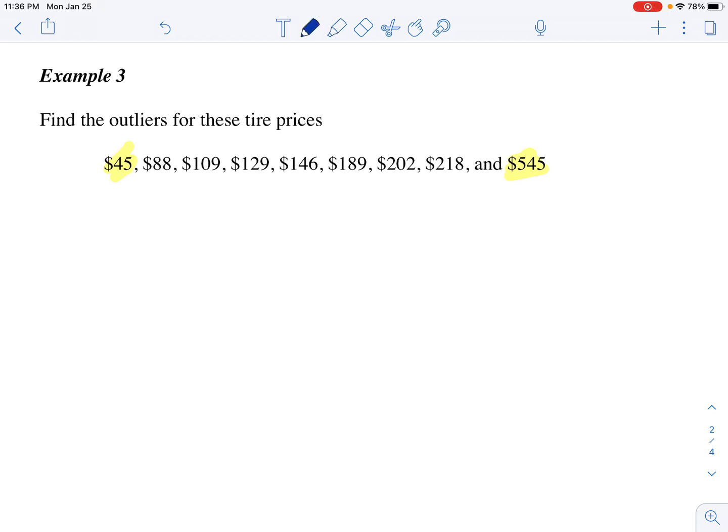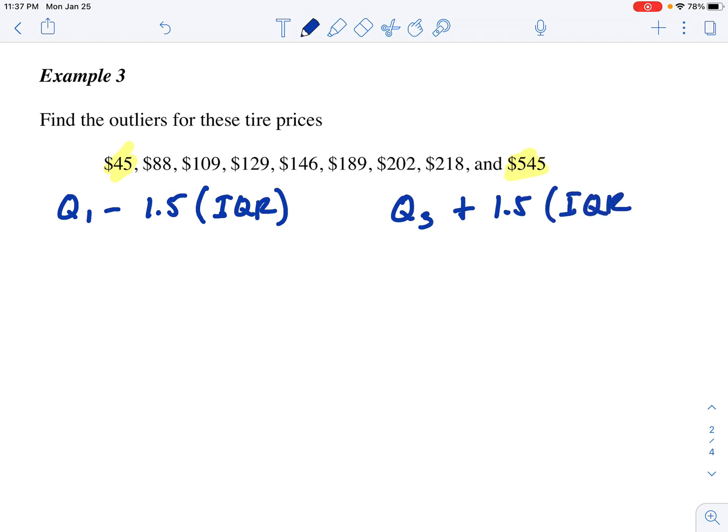Okay, so what we're going to do to find our outliers is we have these formulas. Which is Q1 minus 1.5 times the IQR. Okay, that's the lower outlier. The upper outlier will be Q3 plus 1.5 times the inner quartile, IQR. So that means we need to find what Q1 is, and our inner quartile is, and our Q3.